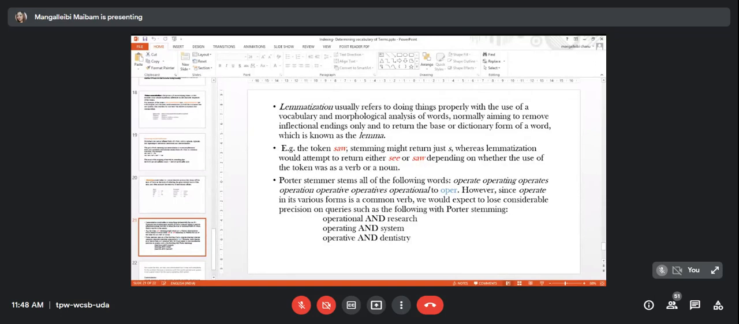Now when it comes to lemmatization, as I told you, lemma means the base form of the word. When you perform lemmatization, we will be removing the end of the word so that we can return to the base form of the word, not the verb alone, any kind of word.